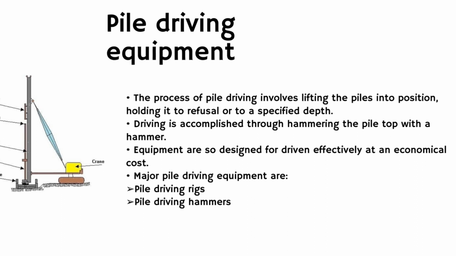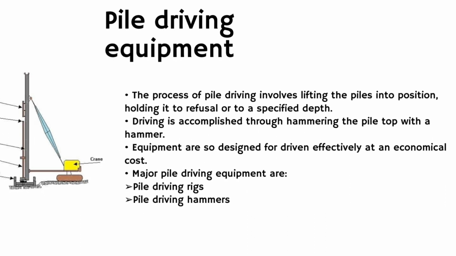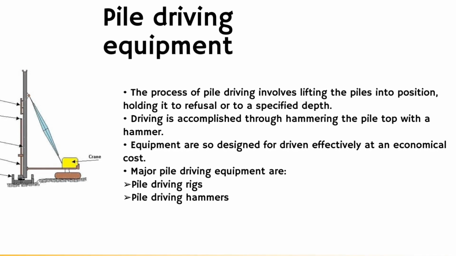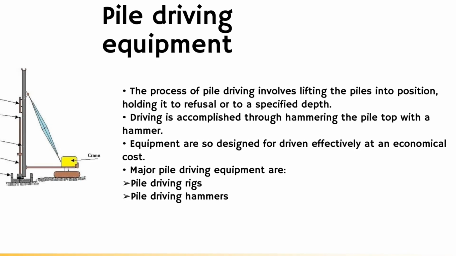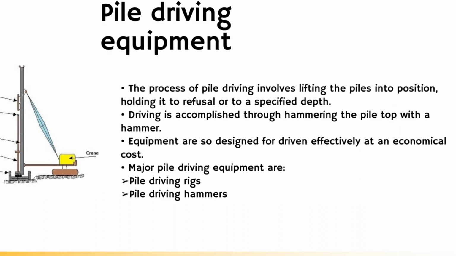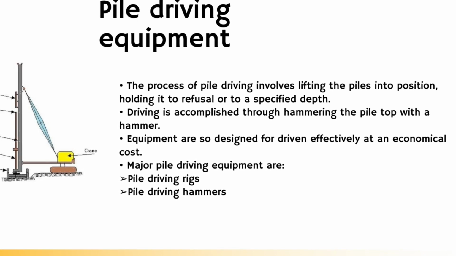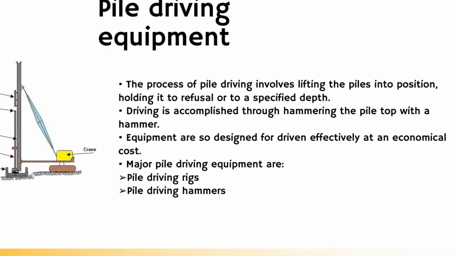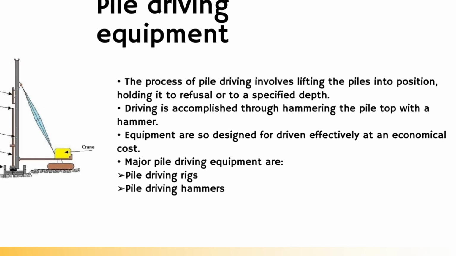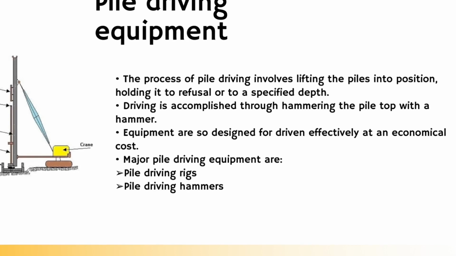The last one is pipe driving equipment. The process of pipe driving involves lifting the pipes into position, holding it to the refusal or to a specified depth. Driving is accomplished through hammering the pipe top with a hammer. Equipment are so designed for driving effectively at an economical cost. Major pipe driving equipment are pipe driving rings and pipe driving hammers.